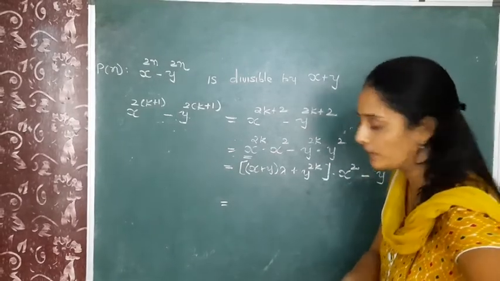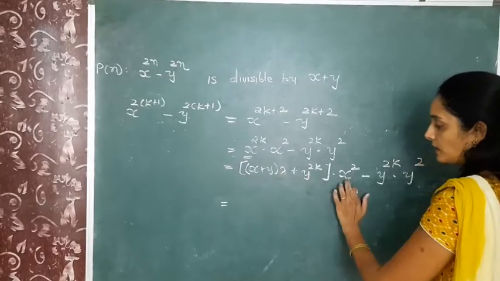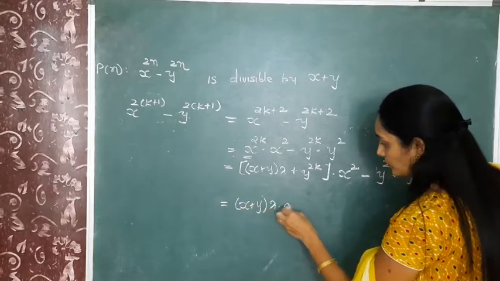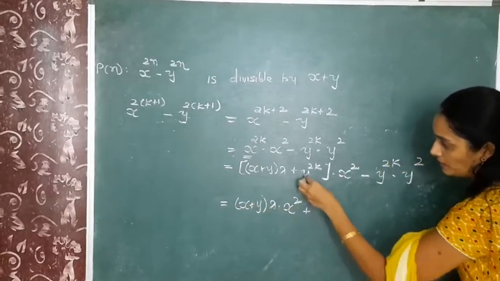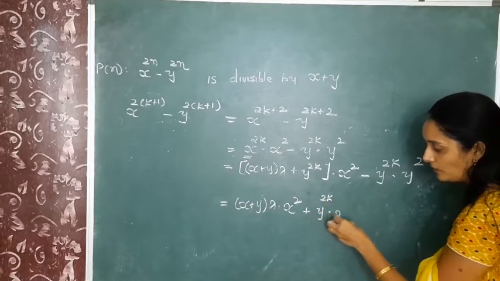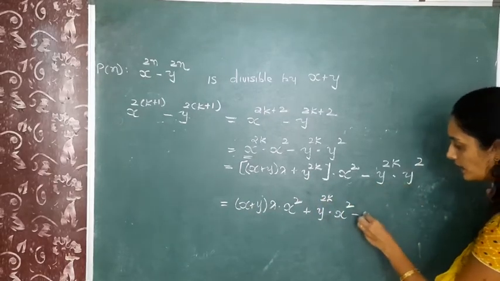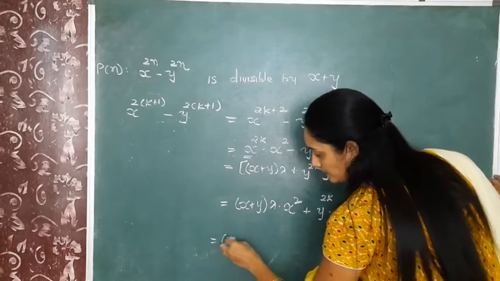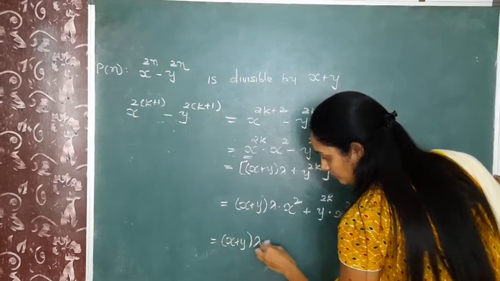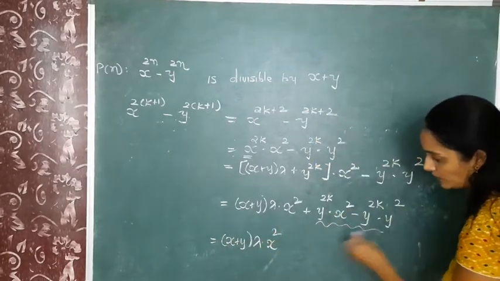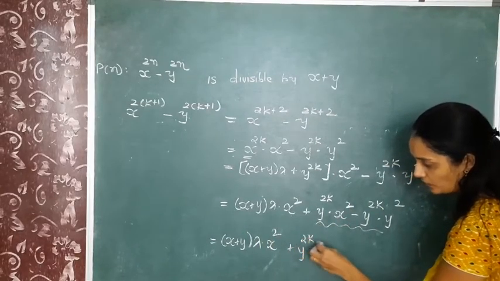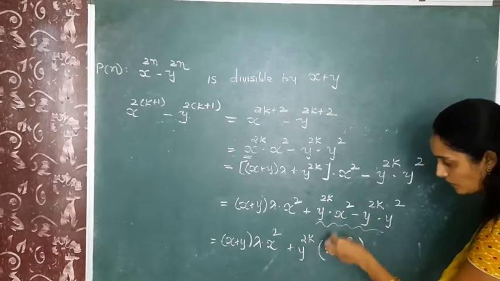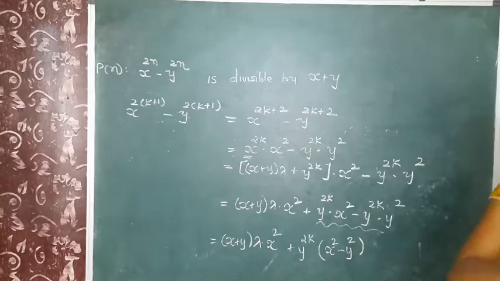Now we open the bracket. That means these two terms are multiplied by x square. So here we have x plus y lambda into x square plus y raised to 2k into x square. The first term is as it is. Now from these two terms we can take y raised to 2k common. So y raised to 2k is common, and we get x square minus y square.